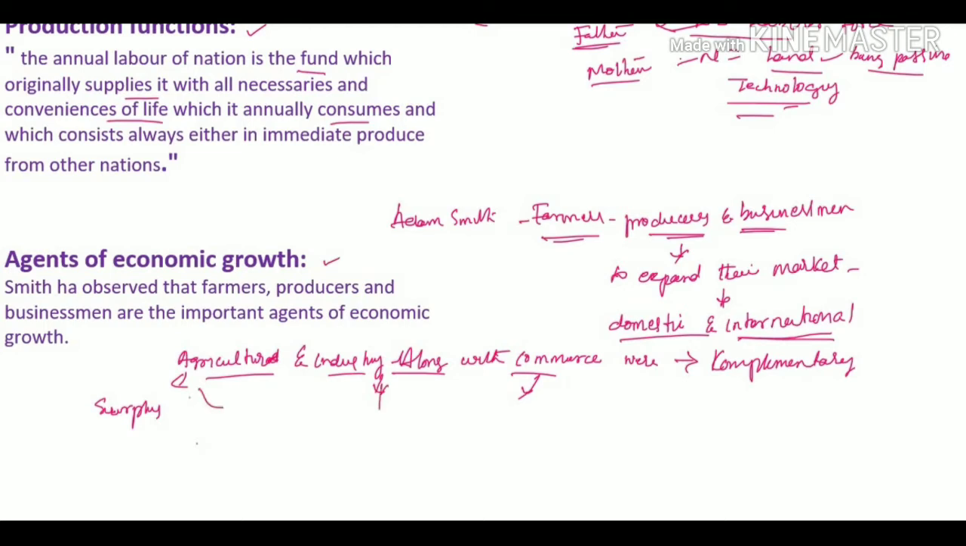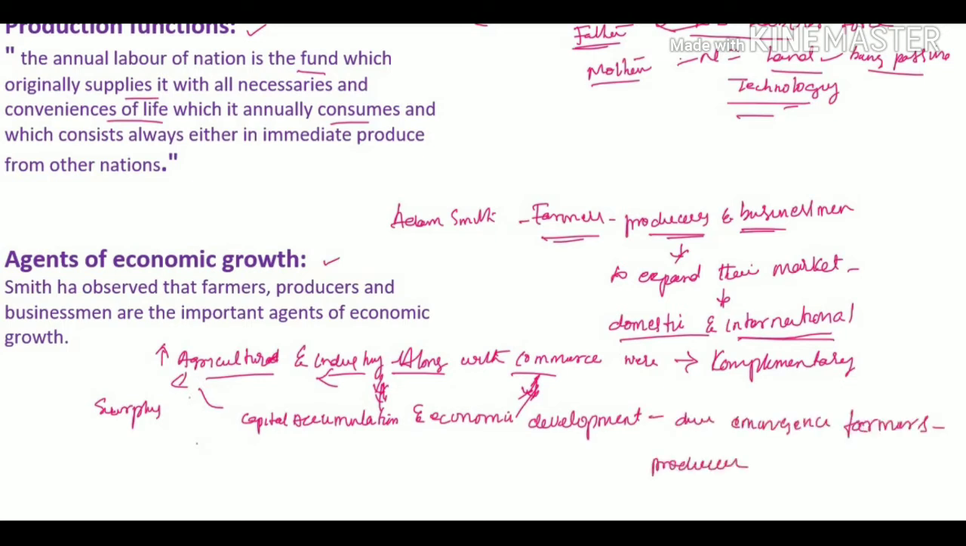The advancement in industry and commerce will lead to an increase in agricultural production through the utilization of advanced techniques of production which come from industrial advancement. In this way, capital accumulation and economic development take place due to the emergence of farmers, producers and businessmen.